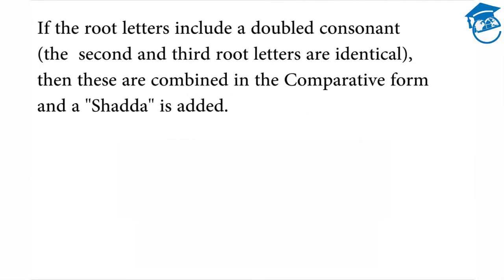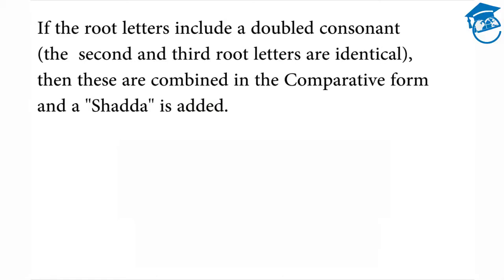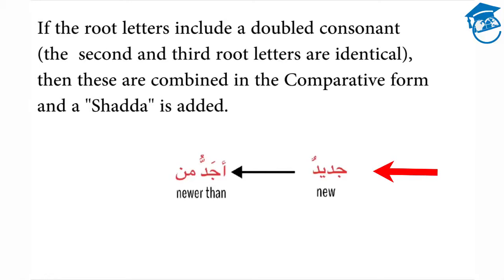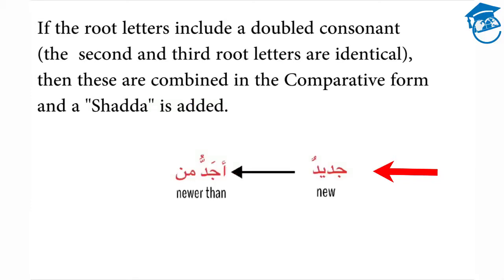comparative. If the root letters include a double consonant, i.e. the second and third root letters are identical, then these are combined in the comparative form and a shadda is added. Let's look at a couple of examples. Let's begin with jadidun. Jadidun means new. To make it into the comparative form, we combine the two dals at the end and we add an aleph with hamza at the beginning, and it becomes ajadu min. Ajadu min, newer than.